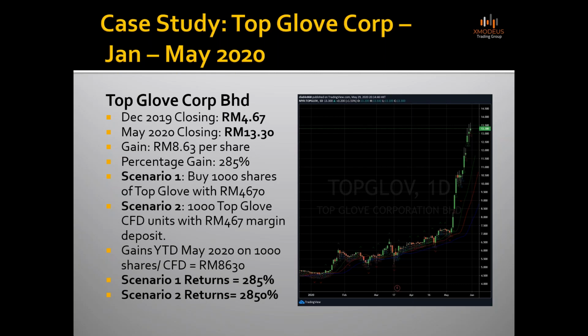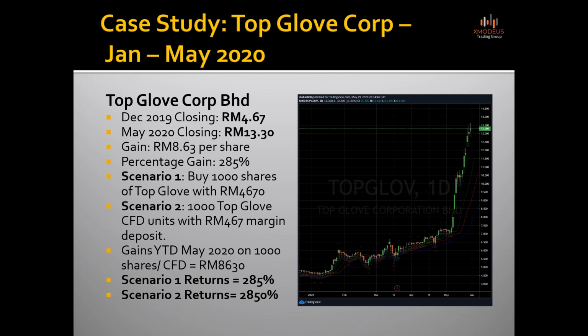The same 1,000 shares, but by buying CFDs, you basically paid 467, right? And the gains year to date for the cash holder in scenario 1 and the CFD holder in scenario 2 are the same. So 1,000 shares with a gain of 8 ringgit 63 per share is 8,630. I think a lot of people don't even imagine that it could go to those prices, right? But this is a unique situation. This virus came into the picture, and then there was this huge explosion of rubber glove counters in our stock exchange, right?